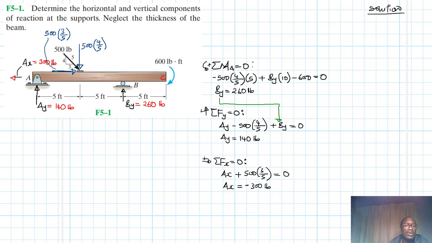Right. I think this is about it. Let me just outline these solutions since these are the ones we are looking for. We have BY, we have AY, and then finally we have AX, like so. So this is really about it. We've determined the horizontal and vertical components of reactions at the supports, the hinge at A and the roller at B.